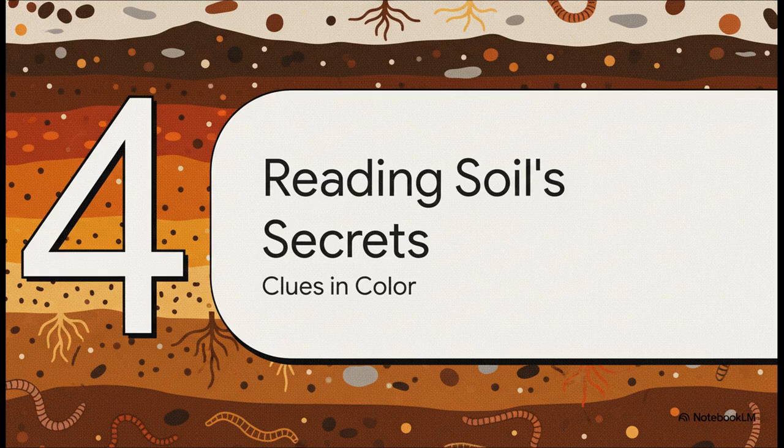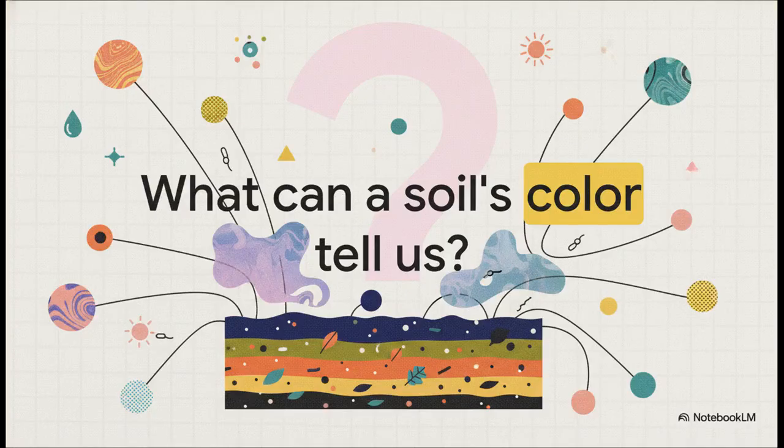All right, we've talked layers, we've talked texture, and we've talked structure. Now let's put all that knowledge together and learn how to read the soil's secrets, starting with the easiest clue of all, its color. Believe it or not, just by looking at the color of soil, you can learn a ton about its health and its history. So what secrets is that color really spilling?